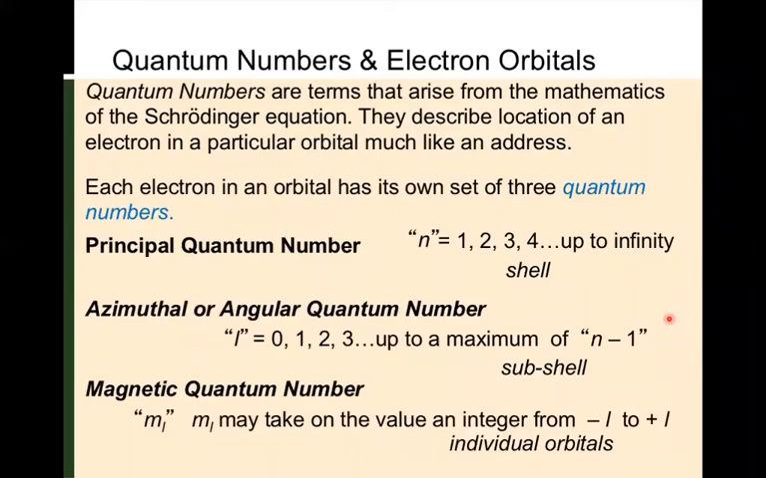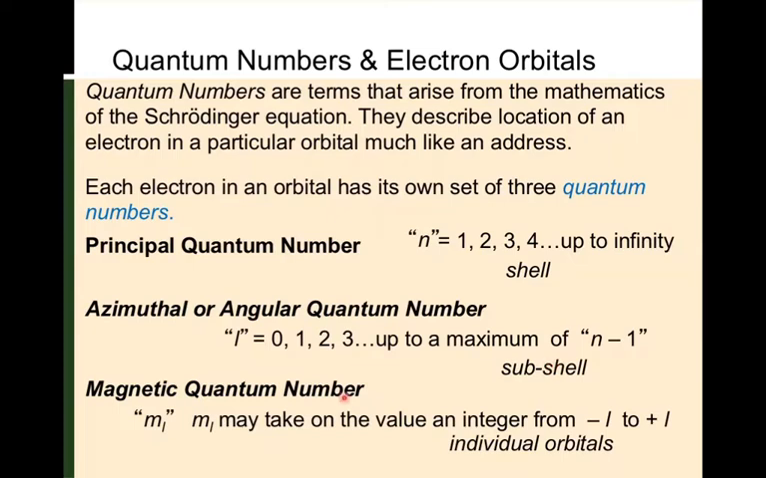Okay. So the quantum numbers then allow us to identify or give an address to a particular electron. Quantum numbers are terms that arise from the mathematics of the Schrodinger equation. They describe the location of an electron in a particular orbital, much like an address does. Each electron in an orbital has its own set of 3 quantum numbers. So we have the principal quantum number, where n is equal to 1, 2, 3, 4, up to infinity, the shell. And we have the azimuthal or angular quantum number, where L is equal to 0, 1, 2, 3, up to a maximum of n minus 1.